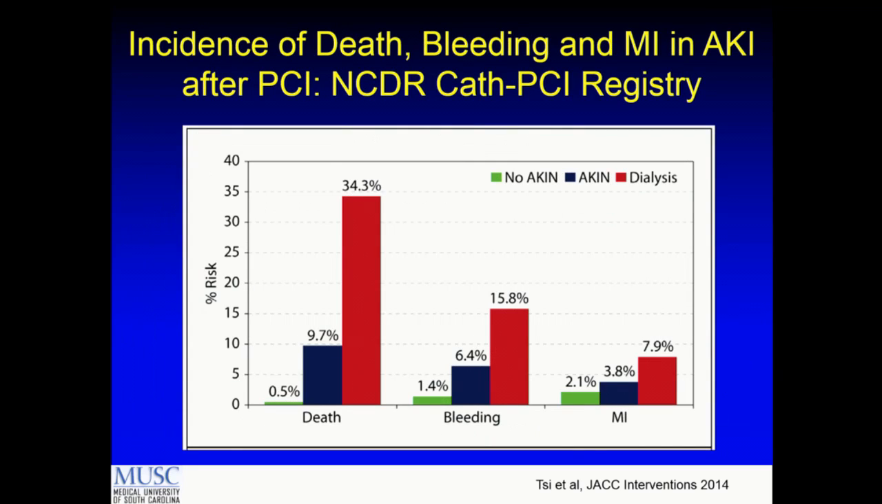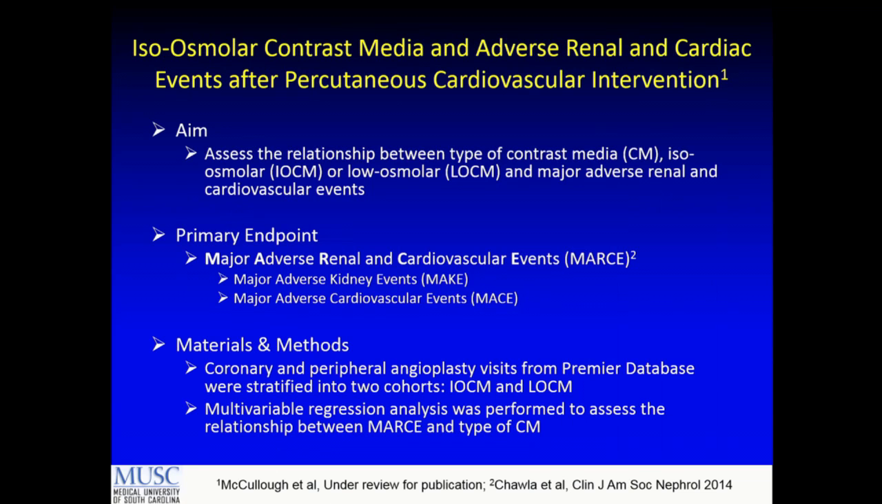I'm going to move on and talk about some outcomes data. As was just presented in our last talk, why do we care about this after PCI? The incidence of death, bleeding, and MI increases with acute kidney injury after PCI, and it's higher in patients requiring dialysis.